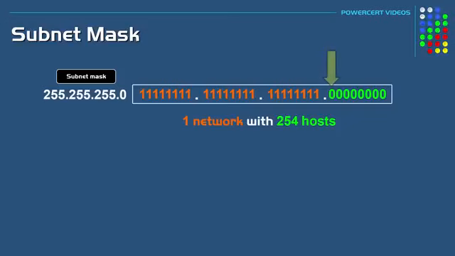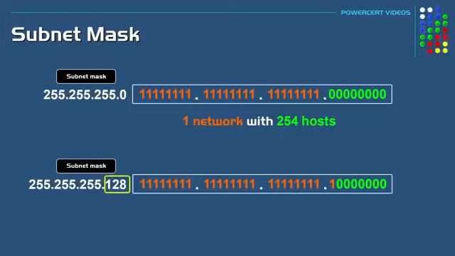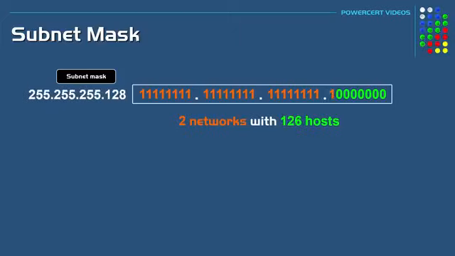So for example, let's borrow 1 bit from the host portion. So here is our new subnet mask. So now the 4th octet is 128 because when you count the first bit in an octet, it equals 128. So by borrowing 1 bit, this will divide the network in half. So now, instead of having one network with 254 hosts, this will give us 2 networks or subnets with 126 hosts in each subnet. Now let's keep going and borrow another bit from the host portion.